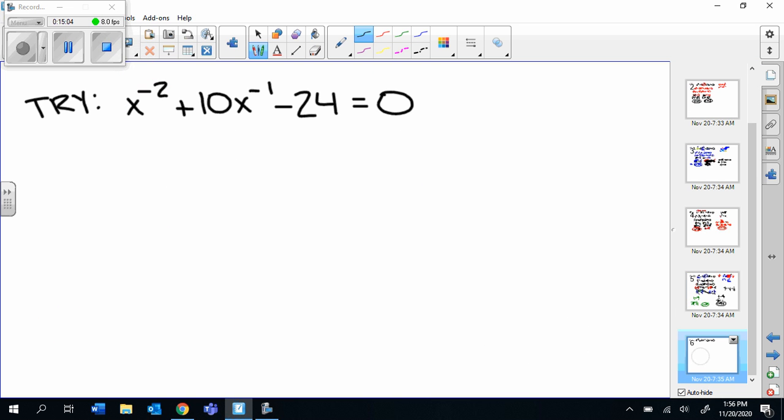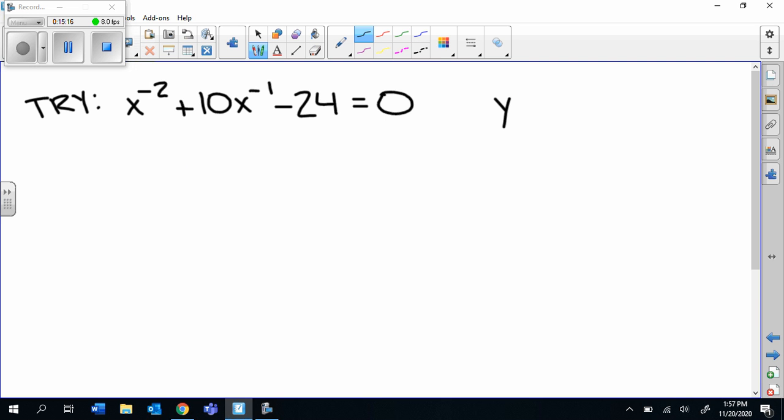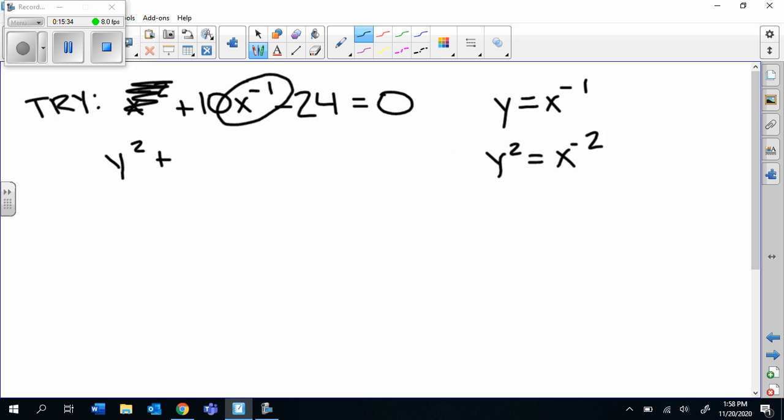All right, here's your try. Okay, last one. Here we go. What letter should I use? Let's use Y. So we're going to make Y equal to this piece right here. Then Y squared equals x to the minus 2 after I square both sides. So this always becomes the new variable squared, and this always ends in just that new variable.